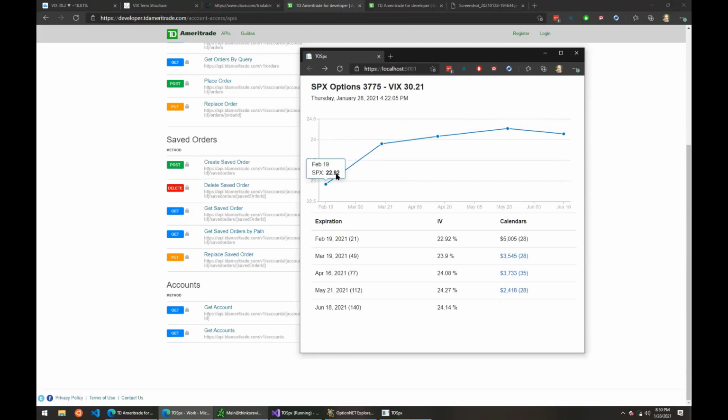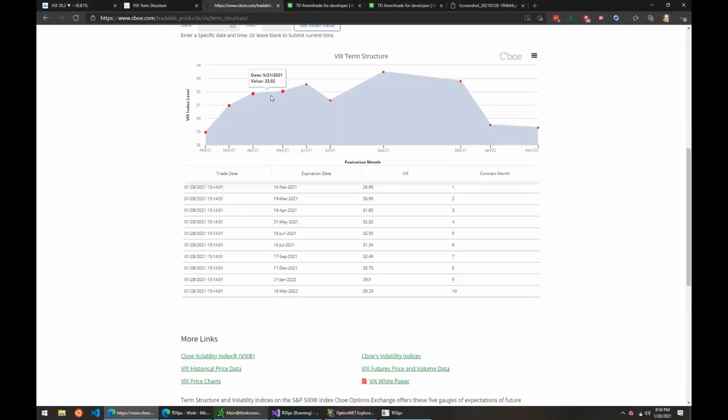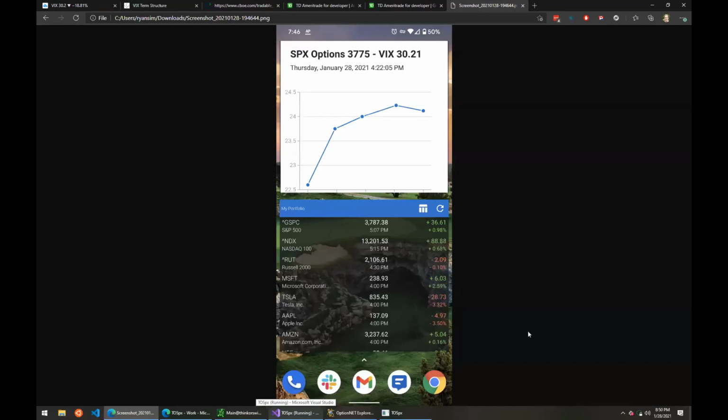Yeah, sure, absolutely. And what's nice, I can just sit here and watch it go into contango or backwardation, just watching this curve. It's kind of like watching the CBOE or VIX Central, but this is a little bit closer to what I'm actually trading, since I'm trading at the money calendars. And then of course I put it into a phone app for my phone here as well, so I have it with me everywhere I go.